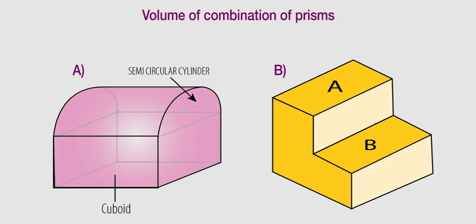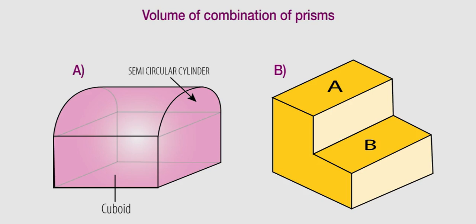In diagram B, we have a combination of two prisms. There is a combination of two cuboids labeled A and B. So when finding the volume of such compound prisms, we try and identify the individual prisms making up the combined prisms, and then we find their respective volumes. After that, we add their volumes to obtain the volume of the compound prism.